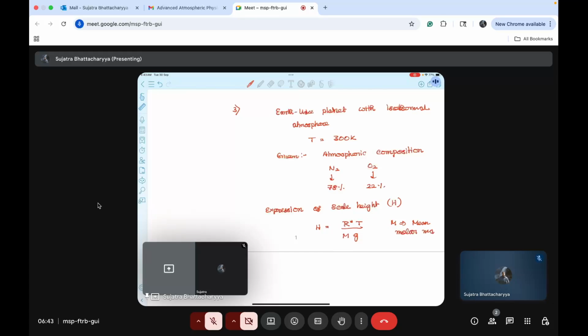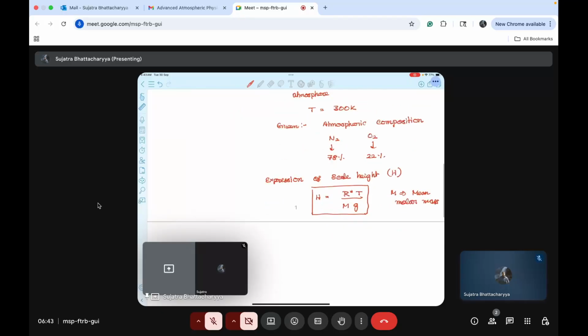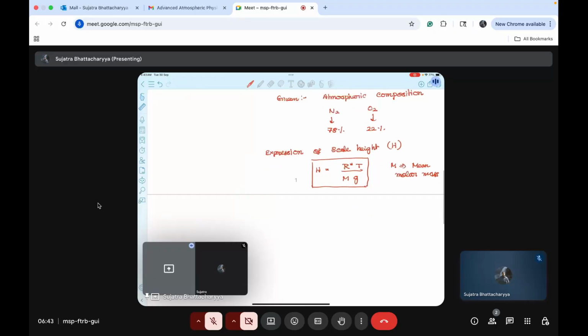Because if you remember, when we derived these expressions of scale height in terms of R, that is the universal gas constant, we used M as the molar mass of the ionic species or any atom or combination of many molecules. So we will be using a mean molar mass. So how to calculate the mean molar mass? Let us write it here: M bar is the mean molar mass. So how to calculate that?